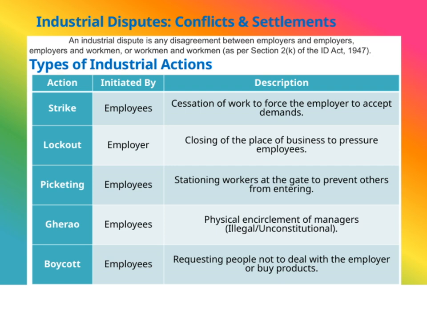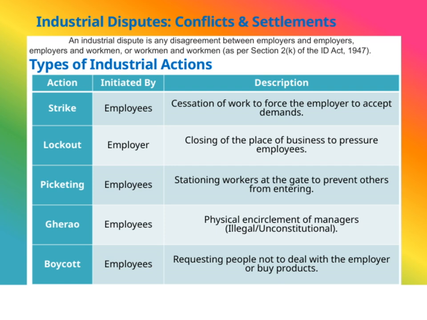These conflicts often lead to various forms of industrial actions, which are measures taken by employees or employers to express their grievances or to pressure the other side. Now, moving on to the different types of industrial actions, starting with strikes. A strike happens when employees stop work, usually to pressurize the employer into accepting their demands. It's a powerful tool for workers to voice their concerns.